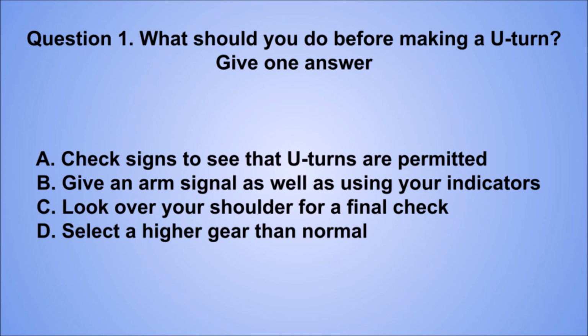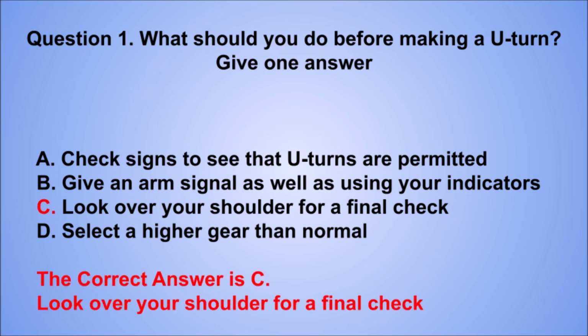Question 1. What should you do before making a U-turn? Give one answer. A. Check signs to see that U-turns are permitted. B. Give an arm signal as well as using your indicators. C. Look over your shoulder for a final check. D. Select a higher gear than normal. The correct answer is C. Look over your shoulder for a final check.